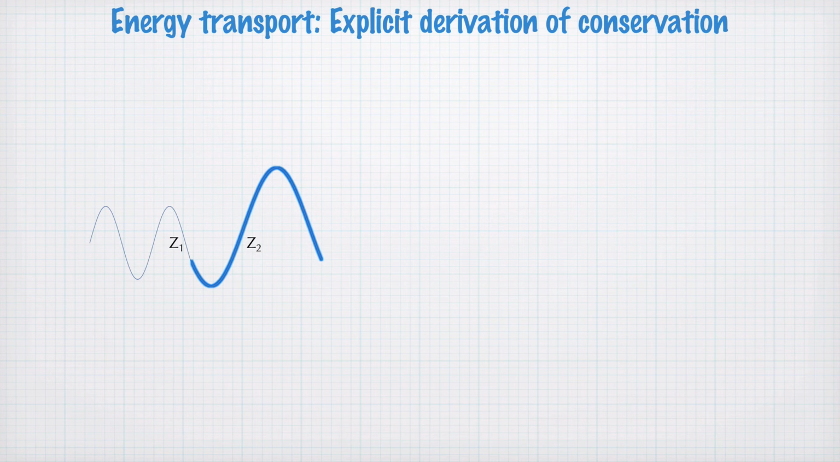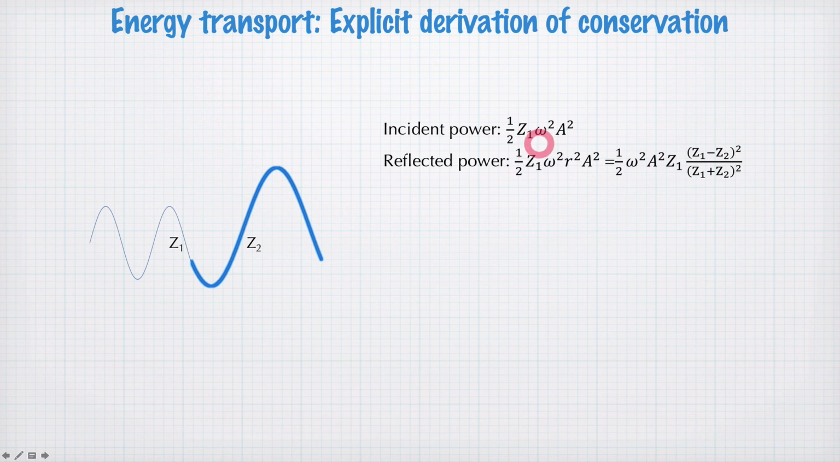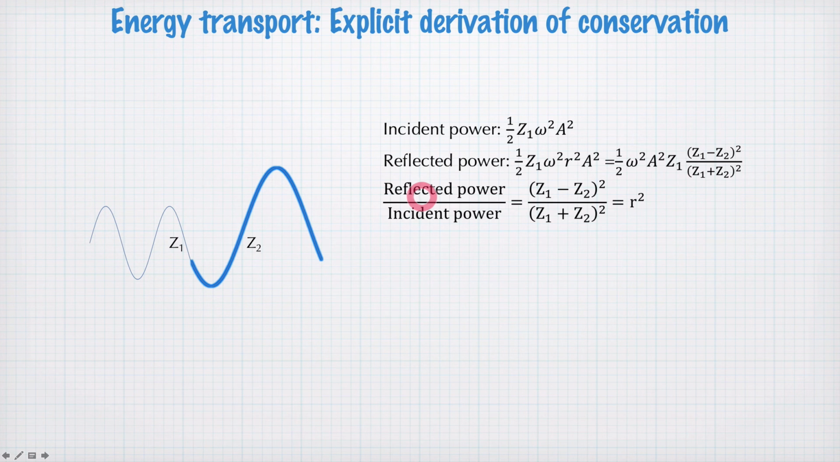One final note about calculating the amount of power transmitted across the boundary from Z1 to Z2. The incident power coming in on Z1 and hitting this change in impedance was given by this equation here. The reflected power is the incident power multiplied by r squared, written explicitly here in terms of the impedance like this. So the ratio of reflected power to incident power is given by this ratio here in impedances, which is in fact r squared. So the amount of power reflected is given by the square of the reflection coefficient.